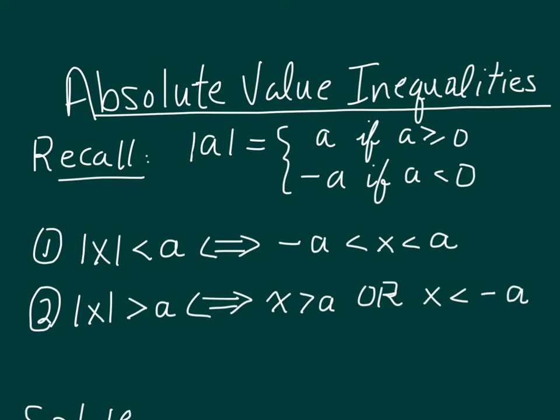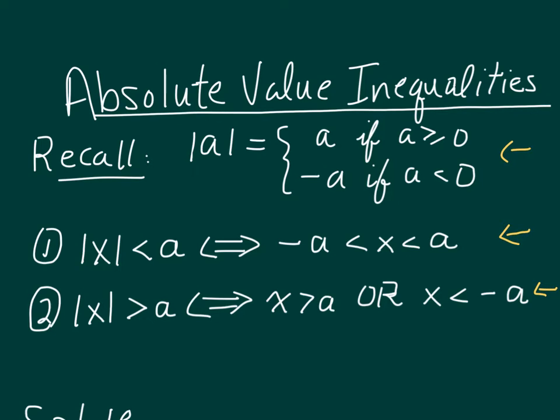In this video, I'm going to solve some absolute value inequalities. So remember that last day we learned that the absolute value of A is equal to A if A is greater than or equal to 0, and minus A if A is less than 0. We also derived the following two facts that assist us when we're solving absolute value inequalities.